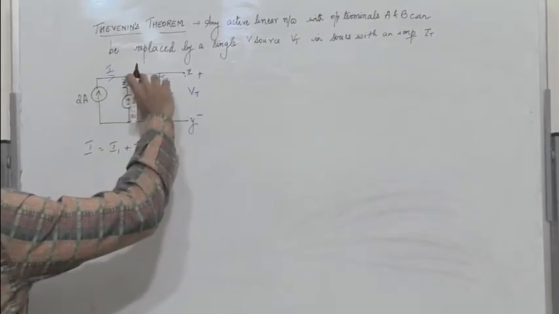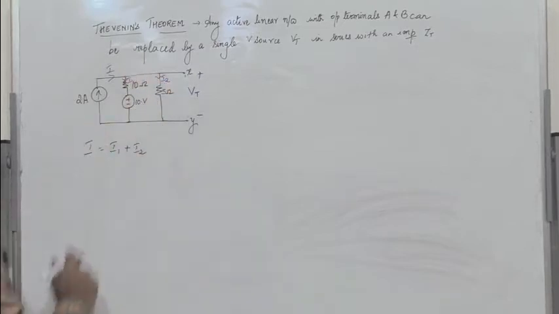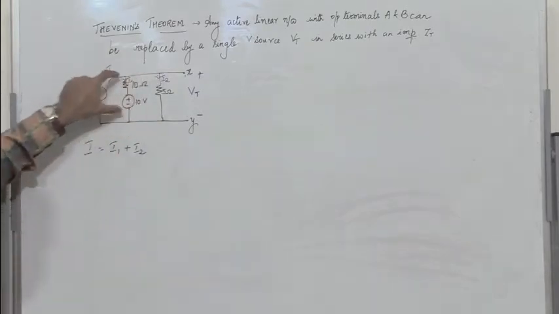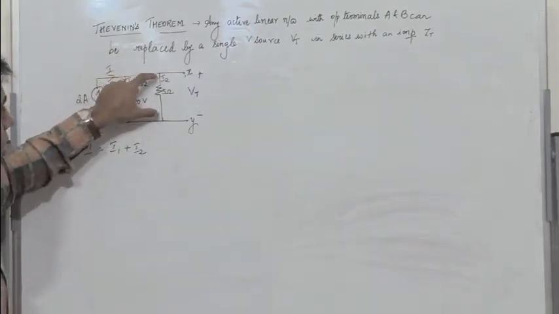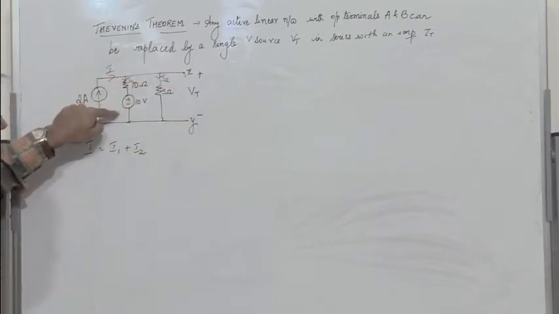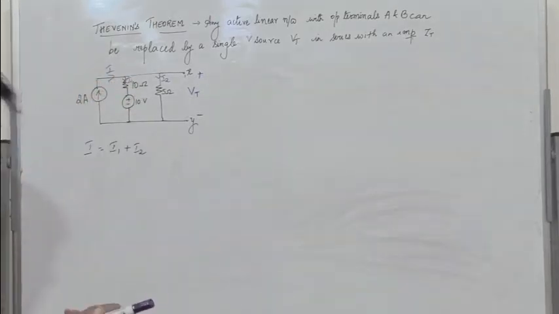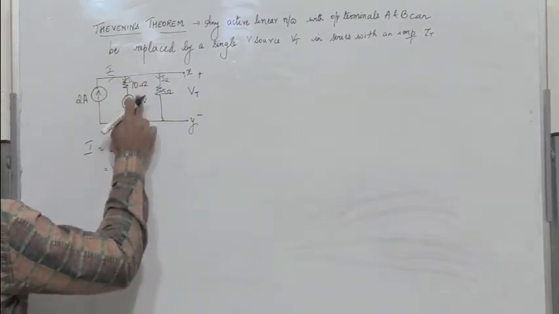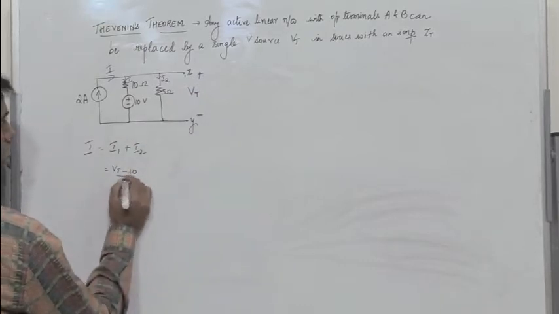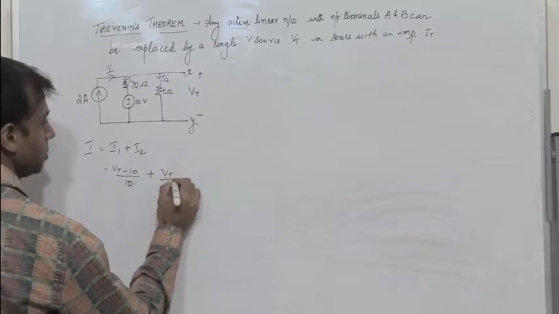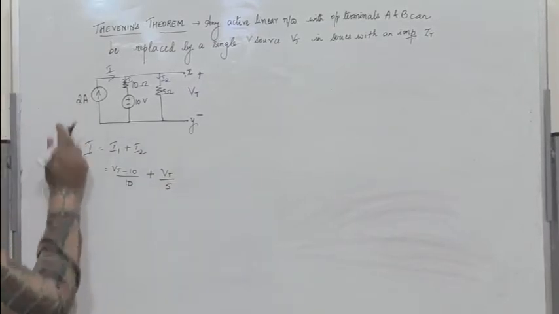And what is I1? I1 is the voltage across the terminals divided by the resistance. Now what is the voltage across the terminal? It is Vt. Since we have two parallel networks, the voltage across 5 ohm is Vt. The voltage across this combination, 10 ohm in series with 10 volts, is also Vt. So I1 is equal to Vt minus 10, since this is in opposition with Vt, divided by R, plus Vt by 5, and this is 2 amperes.